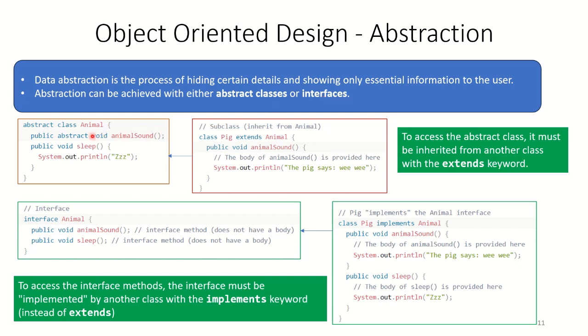Now from the code snippet, you can clearly see that to access the abstract class, it must be inherited from another class with an extends keyword. On the other hand, to access the interface, we must implement it by another class with implements keyword. In the next session, we will have more discussions on abstract classes and interfaces.